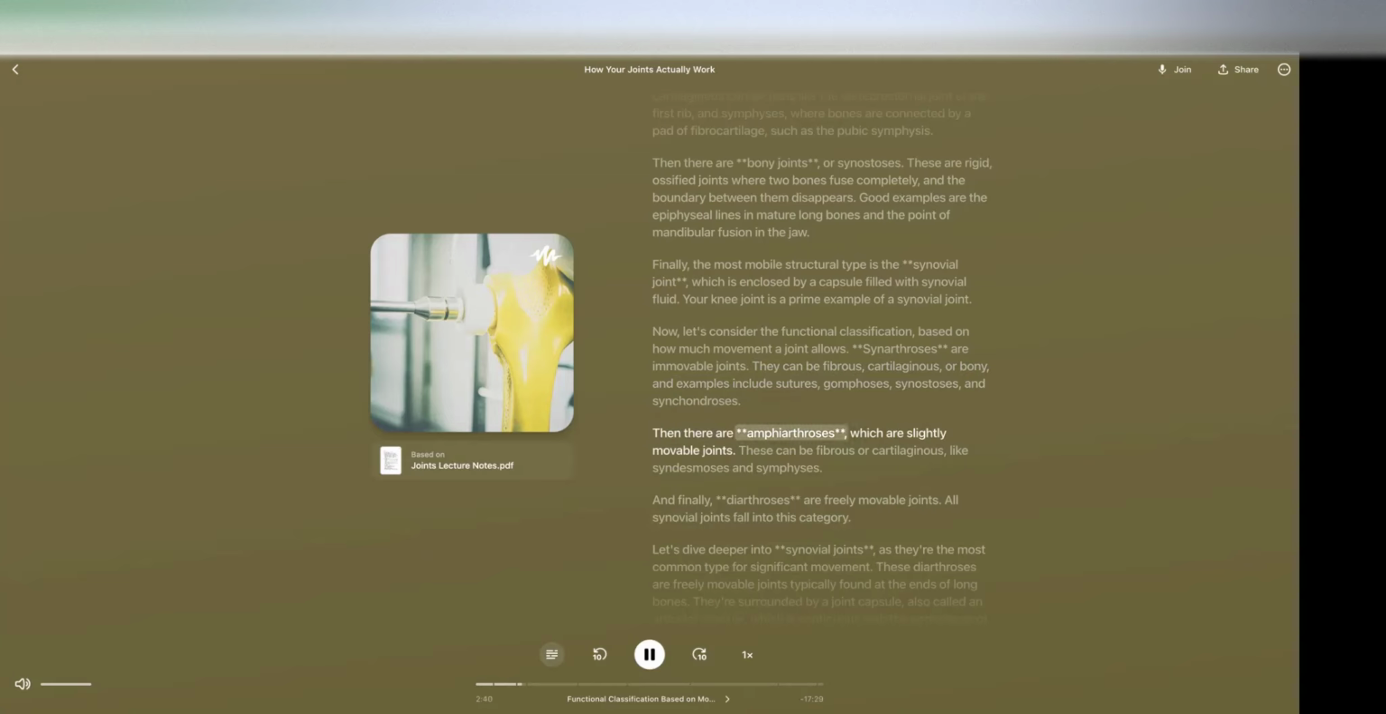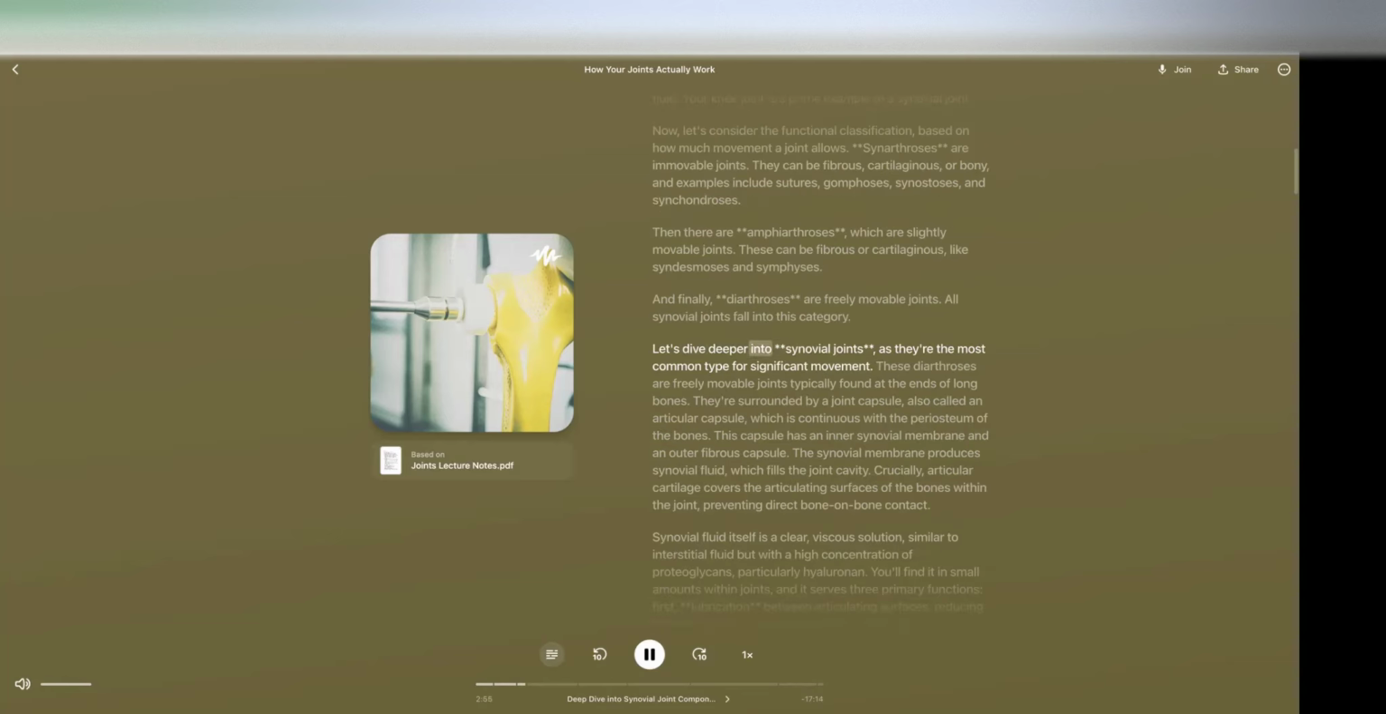Then there are amphiarthroses, which are slightly movable joints. These can be fibrous or cartilaginous, like syndesmoses and symphyses. And finally, diarthroses are freely movable joints. All synovial joints fall into this category. Let's dive deeper into synovial joints, as they're the most common type for significant movement.